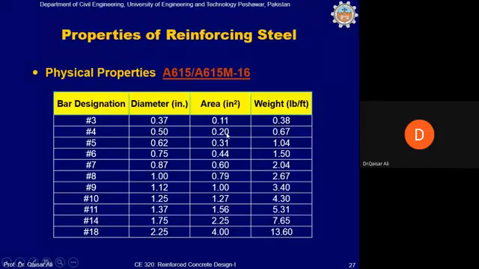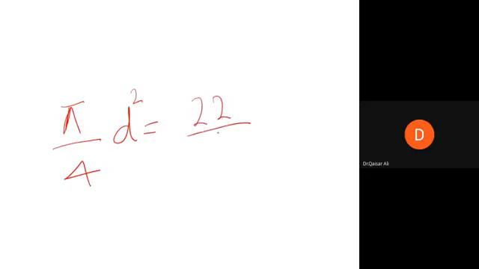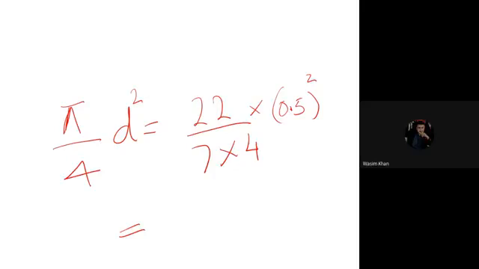How is the area calculated? Pi by 4 d square. Pi by 4 into 0.5 whole square will give you about 0.2 square inch. You can do this easily. If you calculate this, pi by 4 d square, you know pi is 22 by 7, multiplied by 1 by 4 into 0.5 whole square. You calculate this yourself and tell me what the value is. It is 0.196.